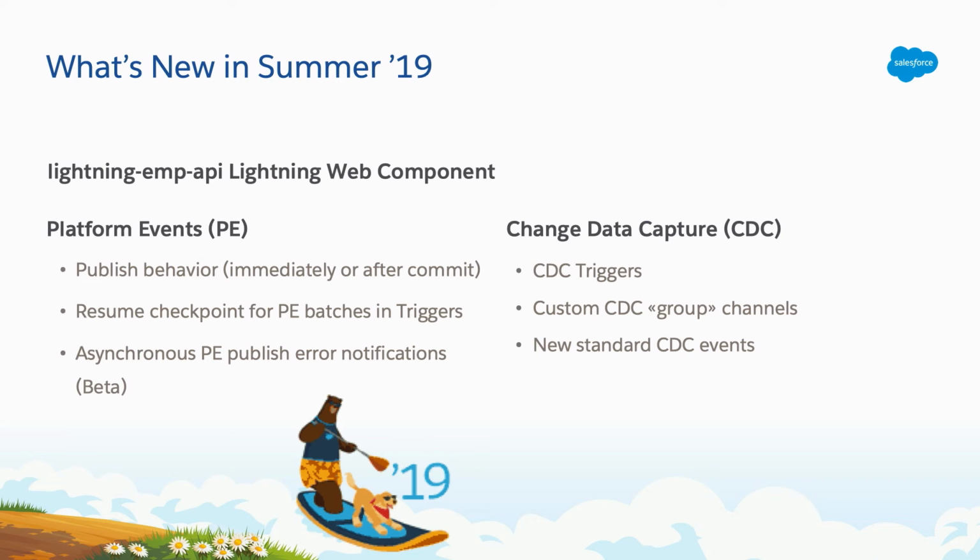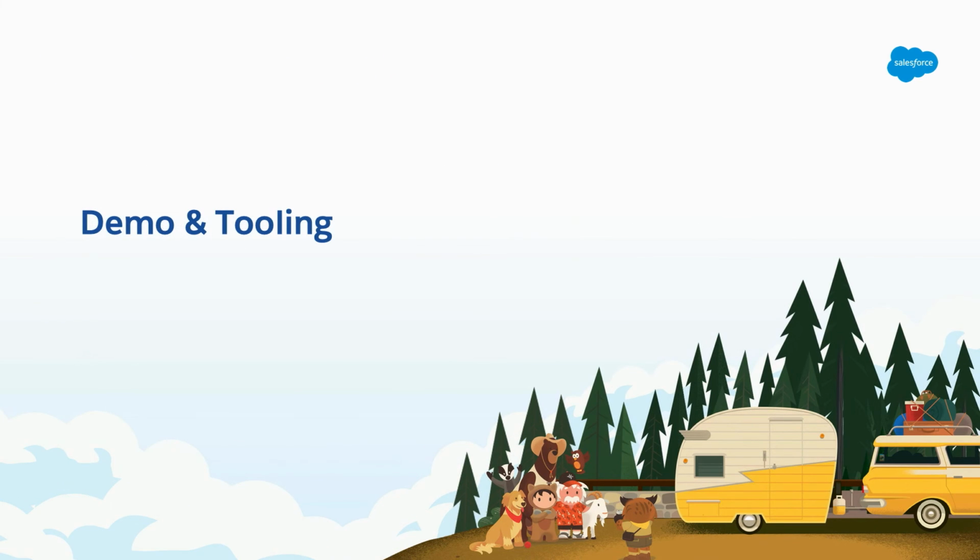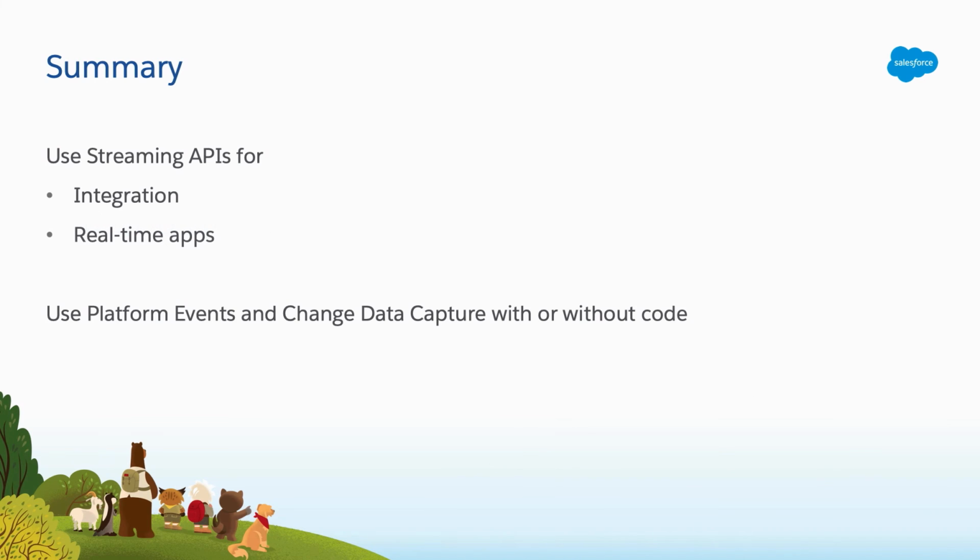And finally, there are a few new standard objects that have been added to change data capture, things like contracts and campaigns, but this is a very minor thing. I won't go into more detail on that one. Now that we've seen the different types of event, I'm going to use the next 5 minutes I have to show you a bit of a demo.